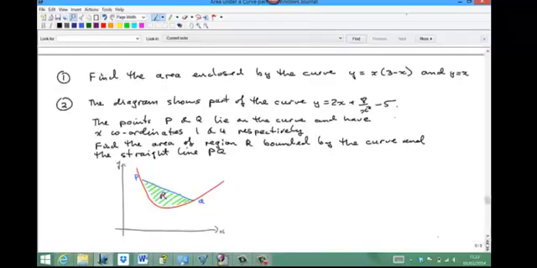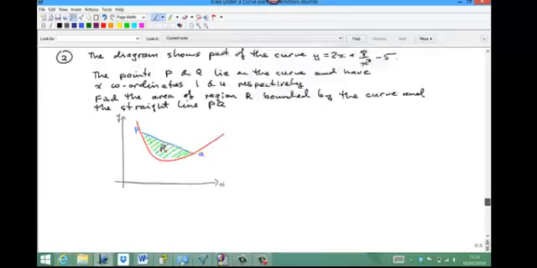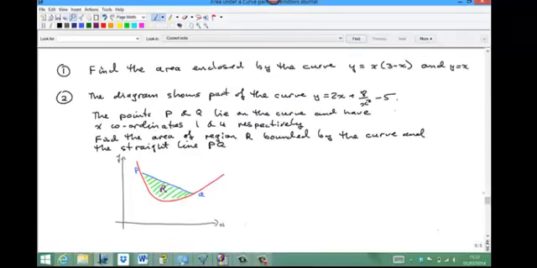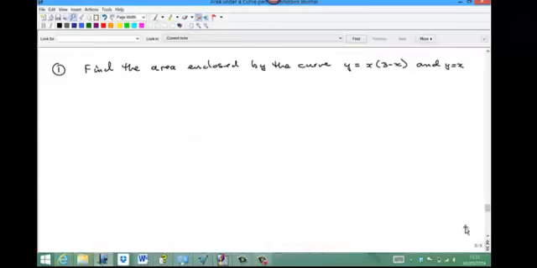Now pause the video and try these two problems. The first problem: find the area enclosed by the curve y equals x(3 minus x) and y equals x.